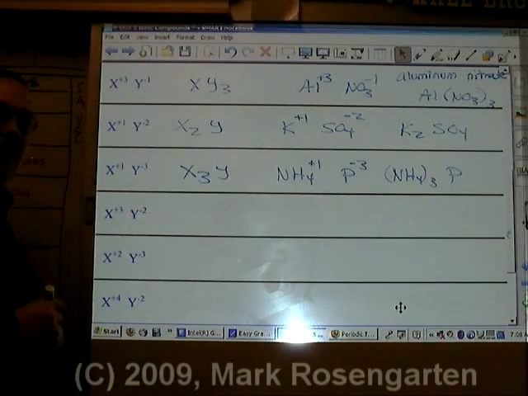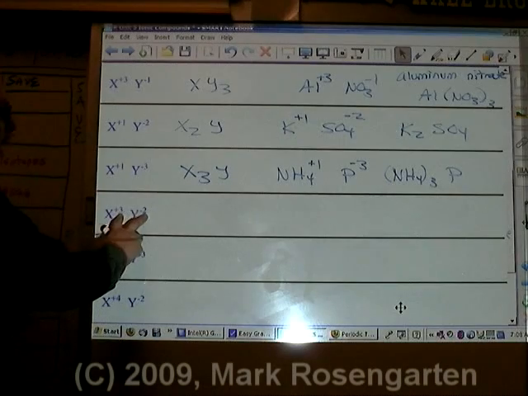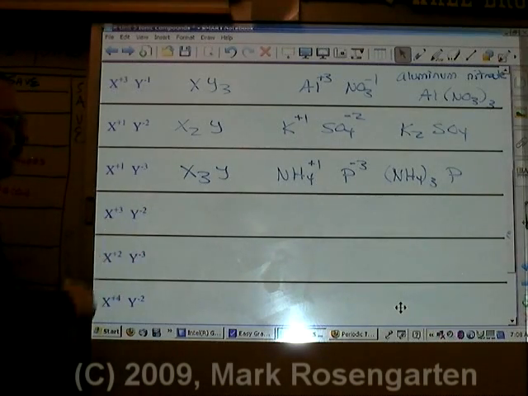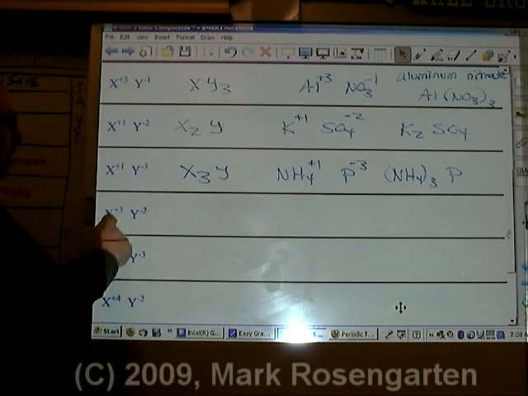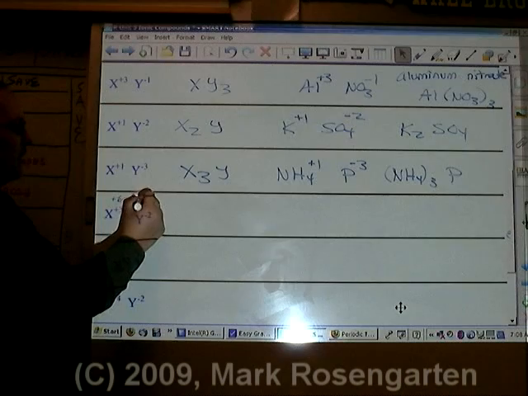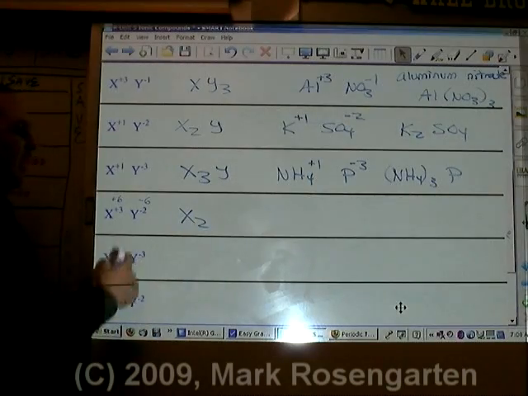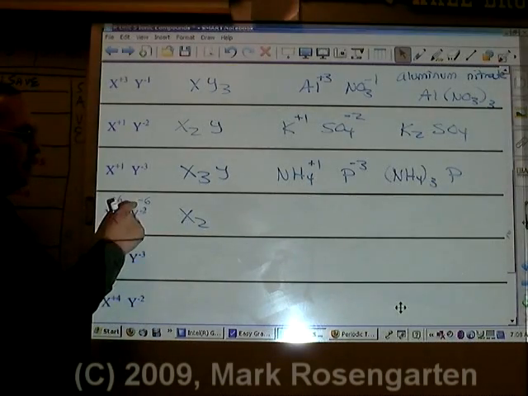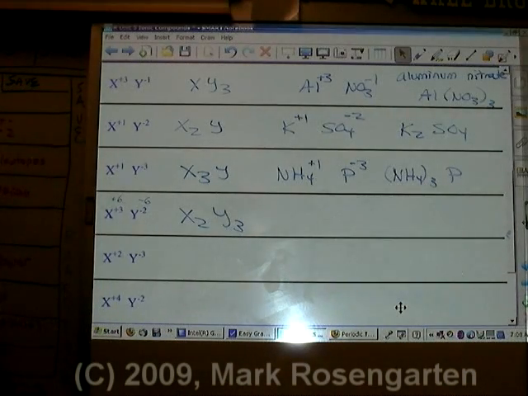X +3 and Y -2. Now that's a little bit more complicated, so what you do is you multiply these two numbers, and that will represent the total charge you're going to end up with when your formula is written. 3 times 2 is 6, so we want this to be +6 and this to be -6. How many +3s does it take to make +6? 2 of them. How many -2s does it take to make -6? 3 of them. And the formula is X2Y3.